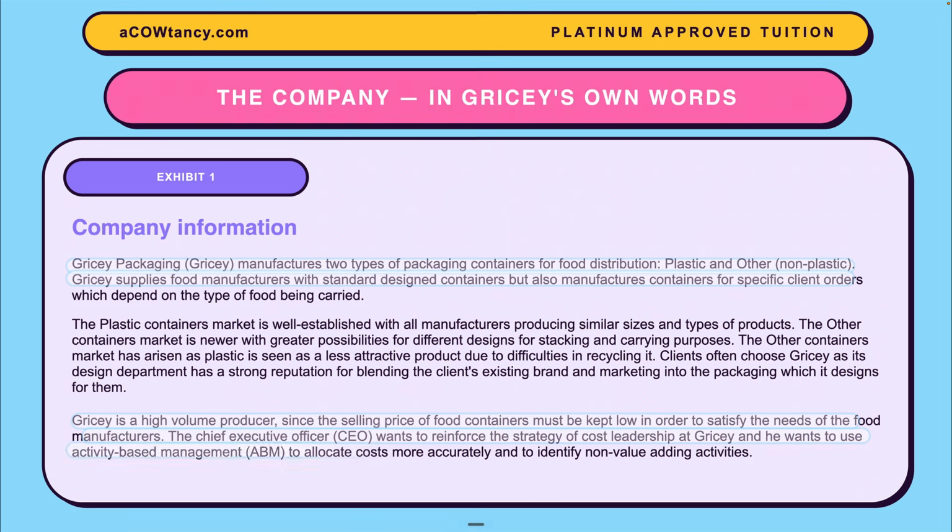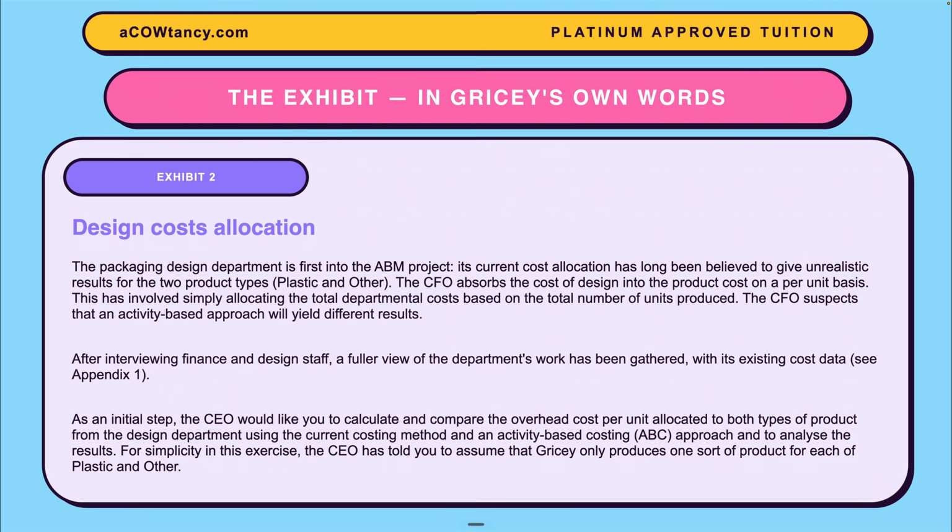So cost is really important. And it says we want you to use ABC to allocate more accurately what the actual costs are and identify any non-value adding activities. So we think the current cost allocation using absorption costing is going to be unrealistic for plastic and other. The CFO currently absorbs the cost of design into the product cost per unit, just by using total cost divided by total number of units. So that's what we've got to do. And the CFO suspects that if we use activity-based costing, it'll be a different approach.